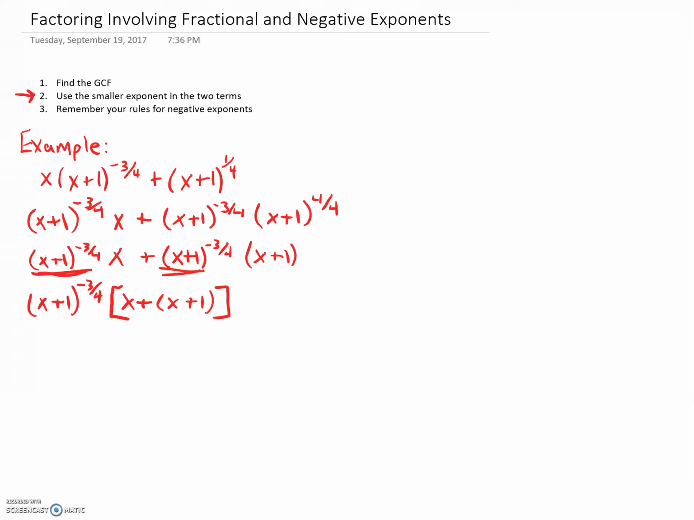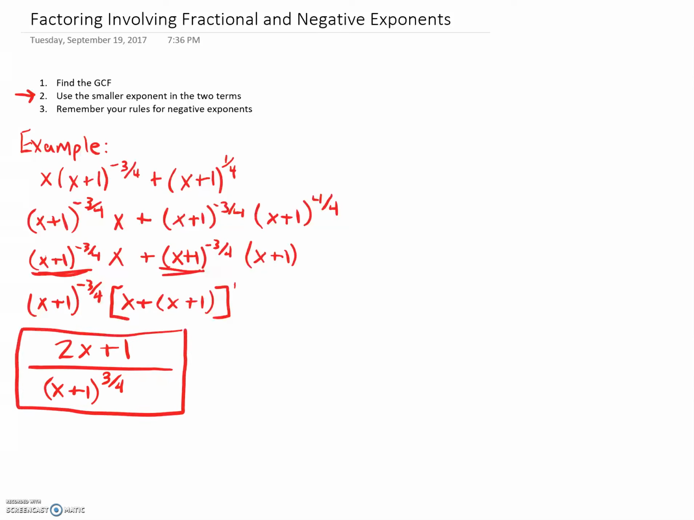Now, something about the negative exponents we should remember is that negative 3/4 is the same as putting x plus 1 to the positive 3/4 in the denominator. And this is still to the power of 1, so that's going to stay in the numerator, but we can simplify it. 2x plus 1. So for now, that is how we do an example like that one.